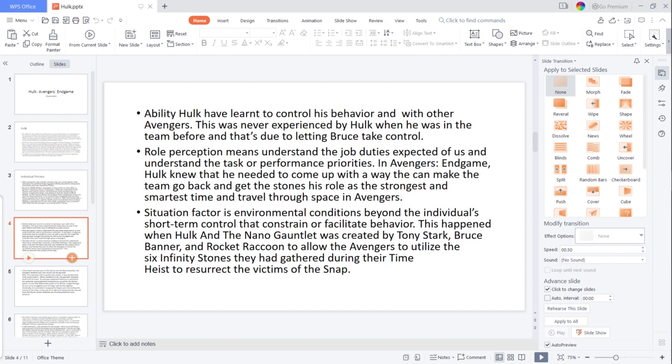Situational factors are environmental conditions beyond the individual's short-term control that constrain the feasibility of behavior. This happened with Hulk and the Nano Gauntlet. The Nano Gauntlet was created by Tony Stark, Bruce Banner, and Rocket, allowing the Avengers to utilize the six Infinity Stones they had gathered during their time heist, restoring the victims of the snap.